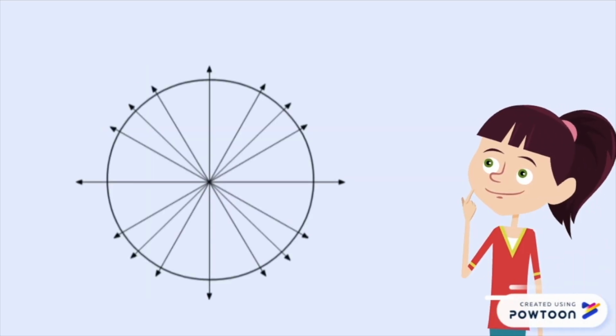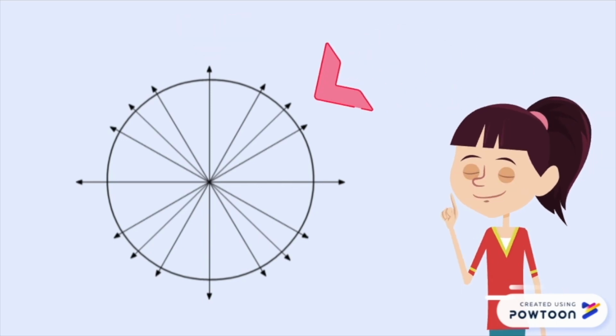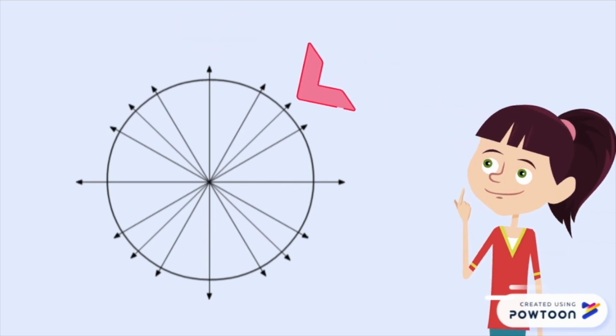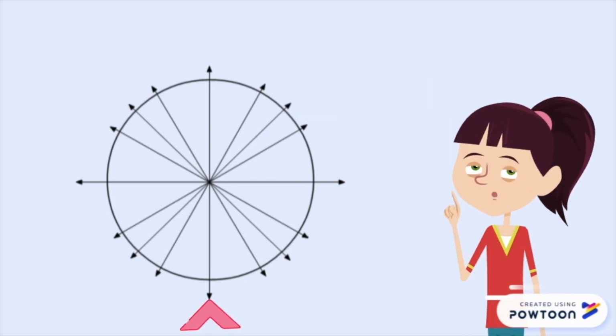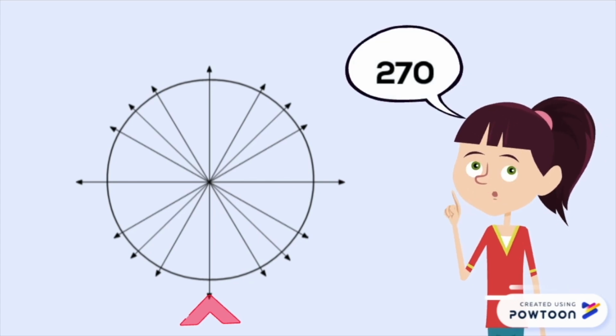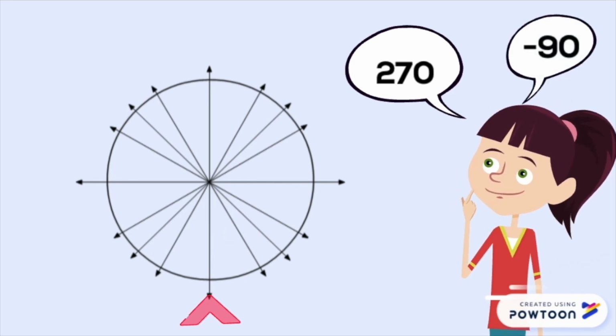So let's try out some angles and see if you can get them. What is this angle? Pause and try to figure it out. If you said 90 degrees, you're correct. Let's try another one. If you said 45 degrees, you're correct again. How about this one? If you said 270, you're correct. But if you also said negative 90 degrees, you're also correct.